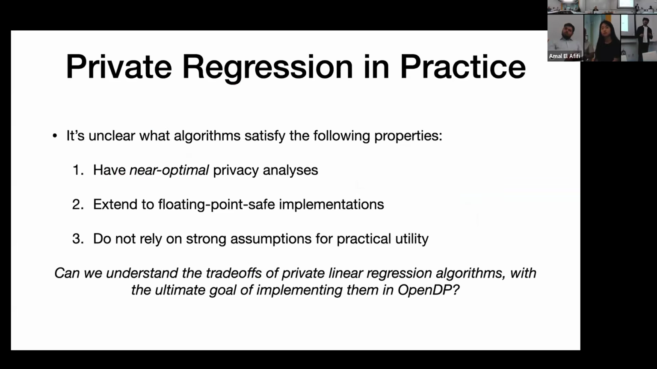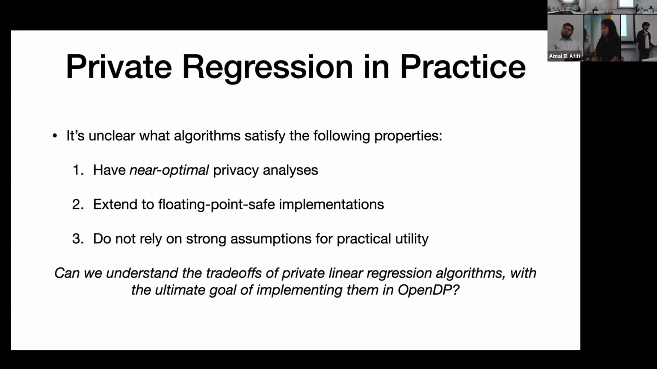So given all of this, as a general setting for the problem we'll be talking about today, it's unclear which private linear regression algorithms have this property of near optimality. We want the analyses to be about as good as they can get. We don't know which algorithms extend to floating point safe implementations, and we don't really know which algorithms rely on these strong assumptions for practical utility. So my work this summer has broadly focused on understanding the trade-offs of various private linear regression algorithms with the lens of wanting to implement them in OpenDP as the ideal outcome.